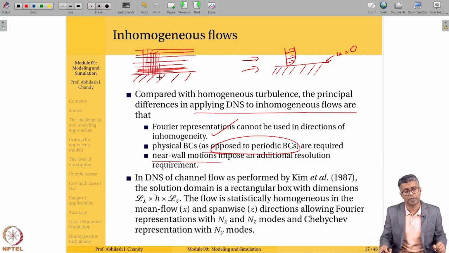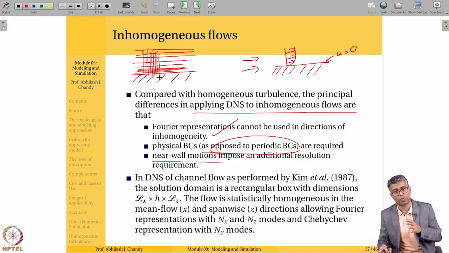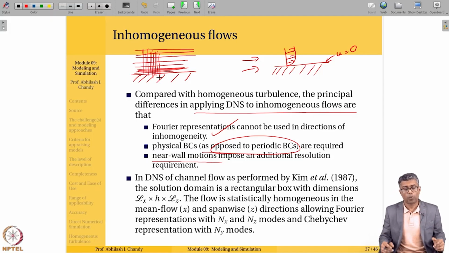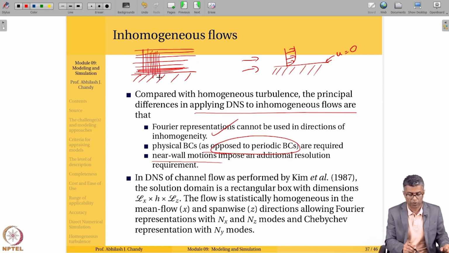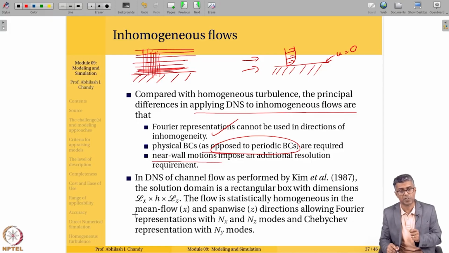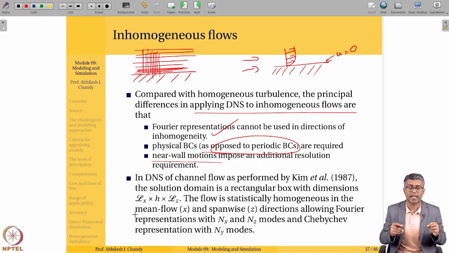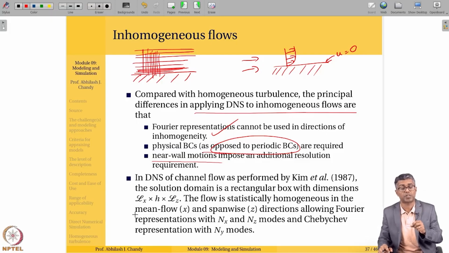So one additional point here, in DNS of channel flow, which was performed by Kim et al. in 1987, those are some seminal data that are still used for validation for different codes. What they did was they had a rectangular domain of size Lx by h by Lz, where h is actually the channel width. Lx and Lz are the lengths in both the other directions. The flow was considered to be statistically homogeneous in the two directions that were not wall normal.